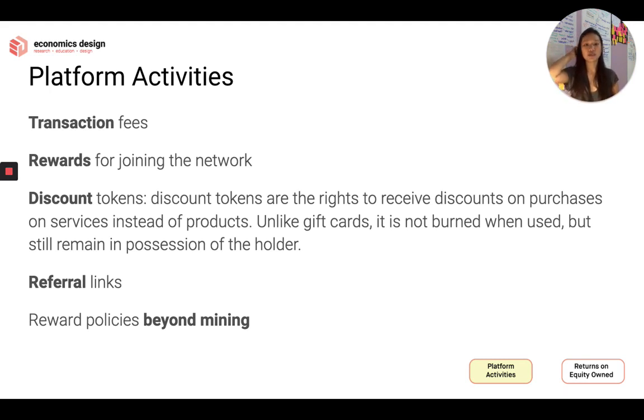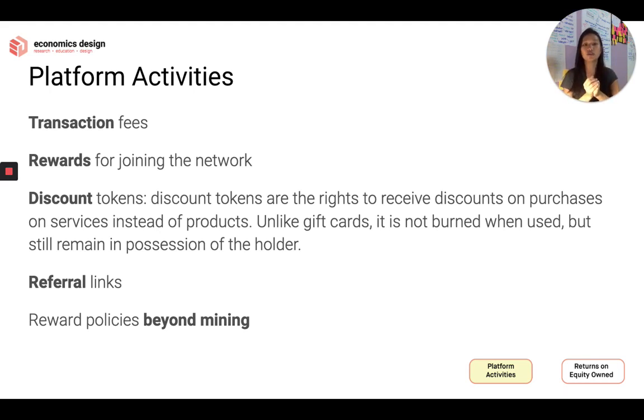And discount tokens. We're going to talk about that in the last lesson after this. Discount tokens basically give you the right to receive discounts. It's kind of like gift cards, or your frequent flyer points, or coupons where you get a discount on items. But the main difference is that it's not burnt when you use it. You can hold on to the tokens all the time and just keep using them to get discounts.